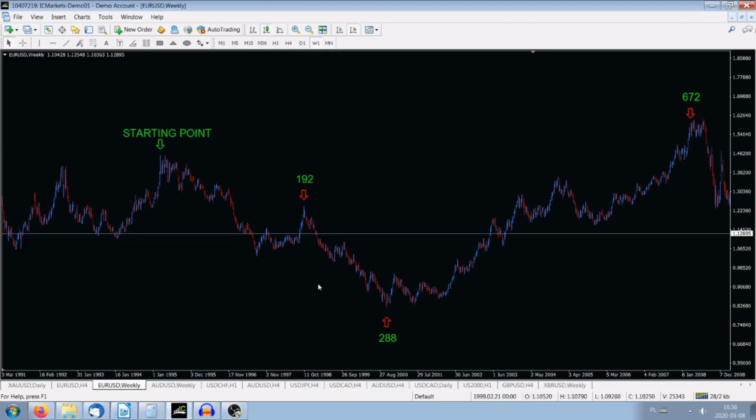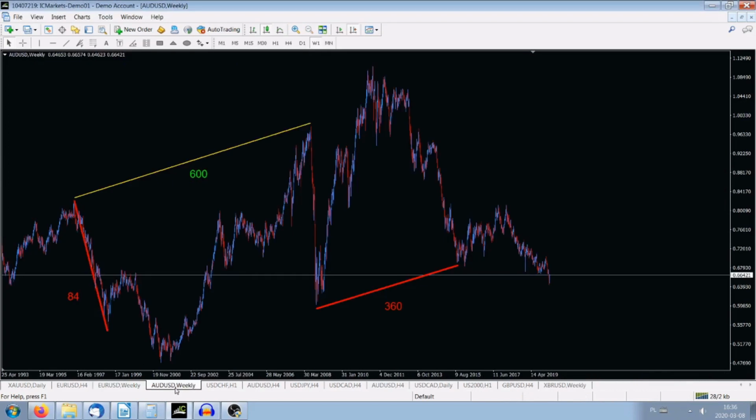We can go further. It works in any time frame. I'll show you. Here we got the Aussie dollar. 84 candles on the weekly chart, W1, we've got the first turning point. We got 600 here, which is 10 times 60, another turning point. From this place to this, we got 360 candles, where the price reverses, as you can see.